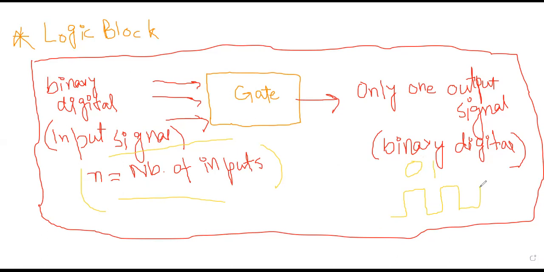So this is all about my logic block schematic diagram. Let's move towards the types of basic logic blocks. There are two types of logic blocks. So let's move forward towards the types of logic blocks.